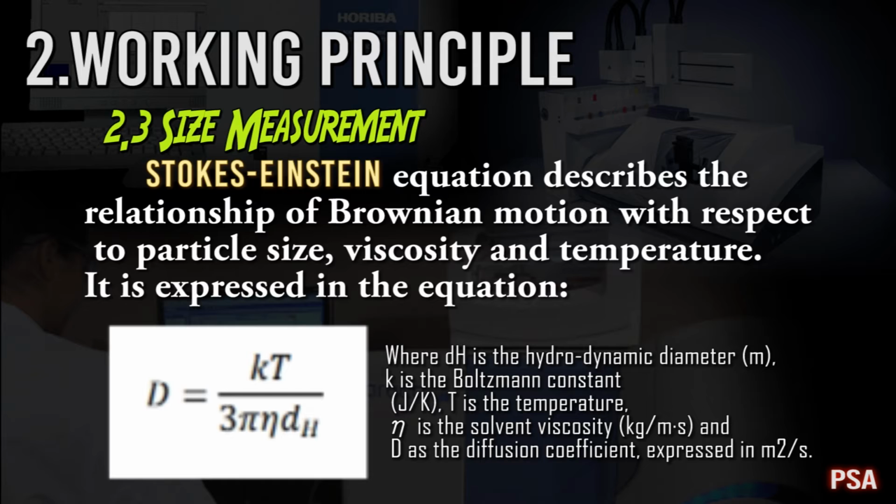It is expressed in the equation d is equal to kT all over 3 pi times lowercase eta times D, where d sub h is the hydrodynamic diameter measured in meters, k is the Boltzmann constant expressed in joules per Kelvin, T is the temperature expressed in Kelvin, lowercase eta is the solvent viscosity expressed in kilogram per meter second, and D is the diffusion coefficient expressed in meter squared per second.